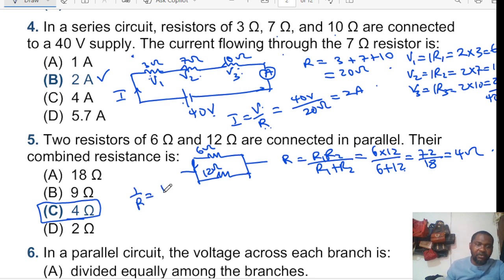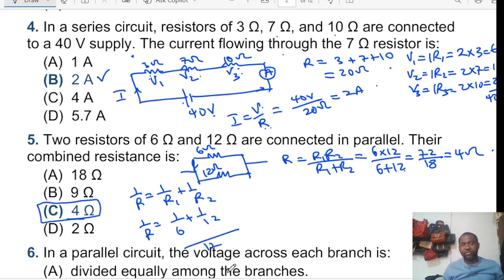1 over R equals 1 over R1 plus 1 over R2. You can apply this if you want, which means 1 over R is equal to 1 over 6 plus 1 over 12. The LCM is 12. 12 divided by 6 is 2, 2 times 1 is 2. Plus 12 divided by 12 is 1, 1 times 1 is 1. So we are going to have 1 over R is equal to 3 over 12.